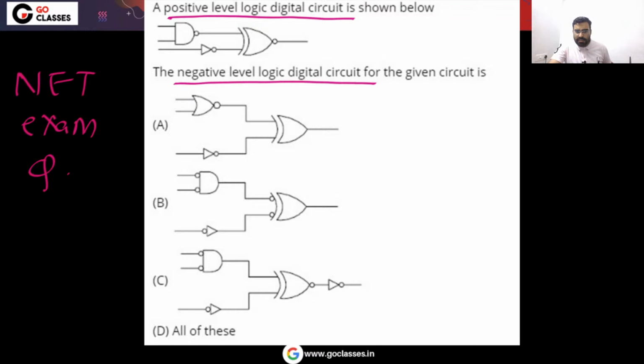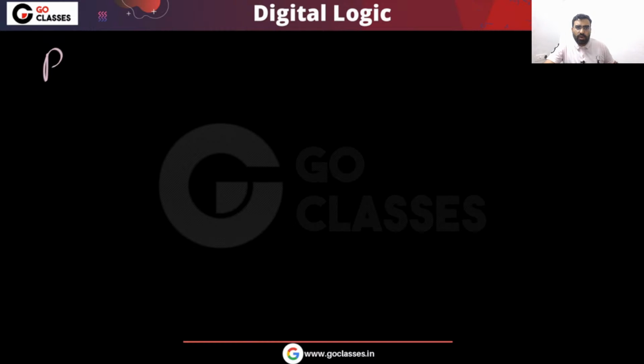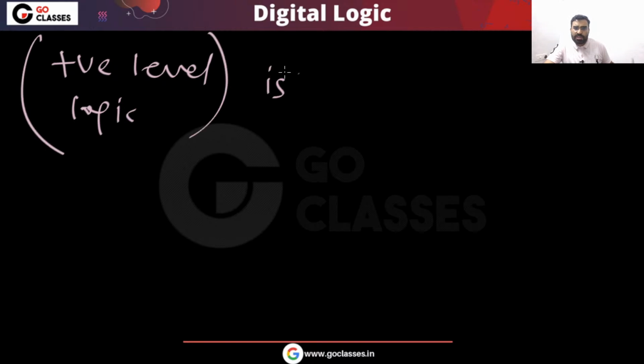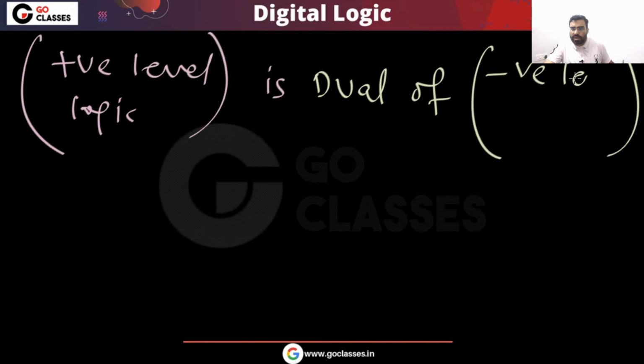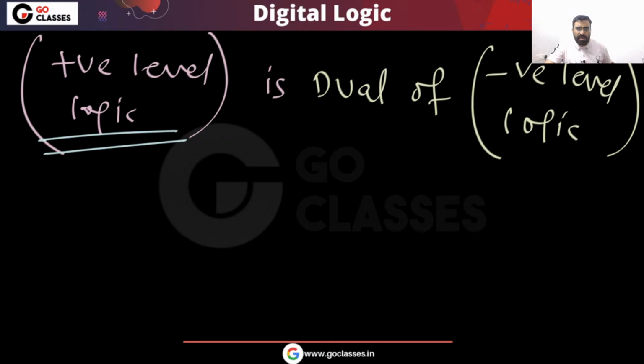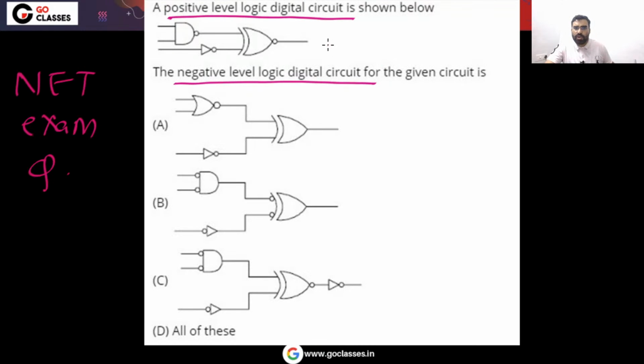I told you in the class, this we have already seen in the class, that these are actually duals of each other. The positive level logic, or positive logic system, is the dual of the negative level logic, or negative logic system. Yes or no? We have already seen. So basically this question is asking what is the dual of this.